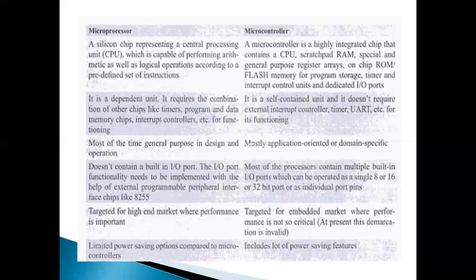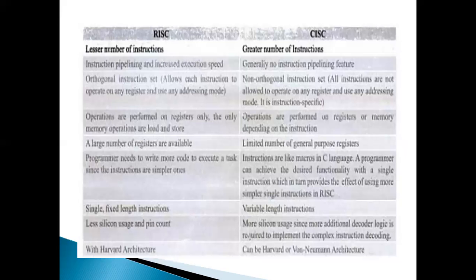So here microprocessor does not contain I/O ports. Microcontroller contains the I/O ports. Microprocessor is targeted for the high performance market, and microcontroller is targeted for the embedded market, means for a particular application. Microprocessors have limited power saving options, whereas microcontrollers include a lot of power saving options. Microcontrollers are available with various power saving options.